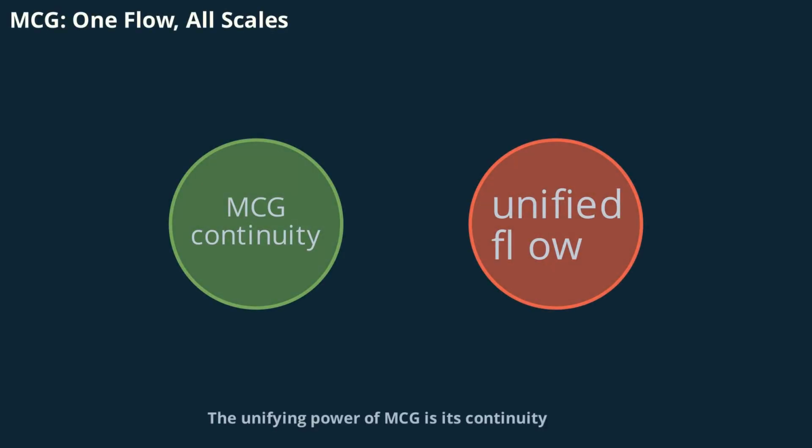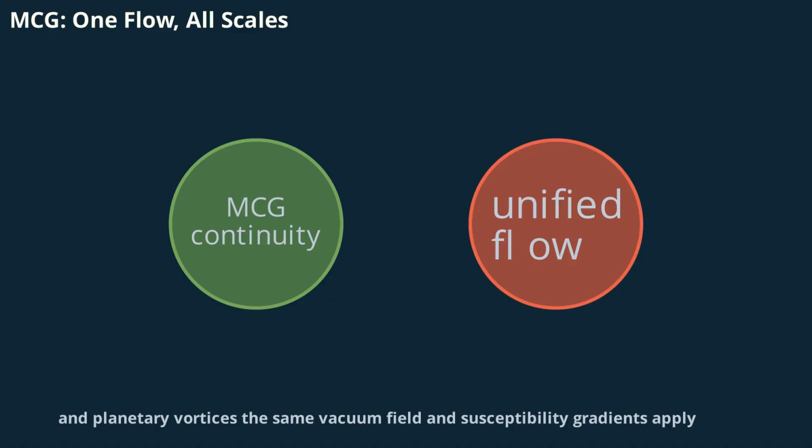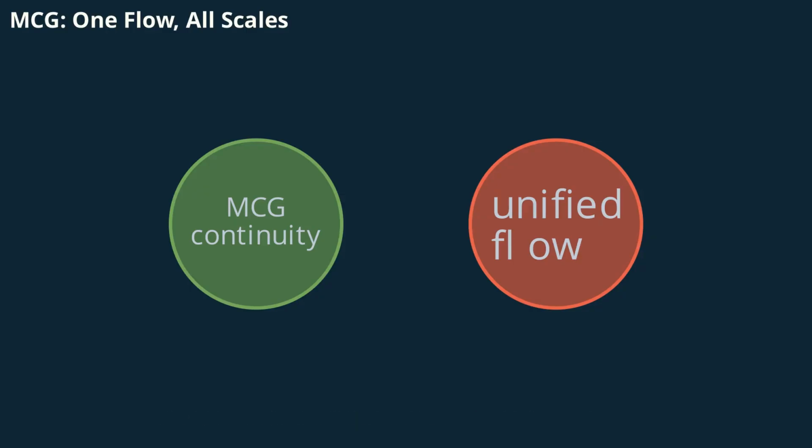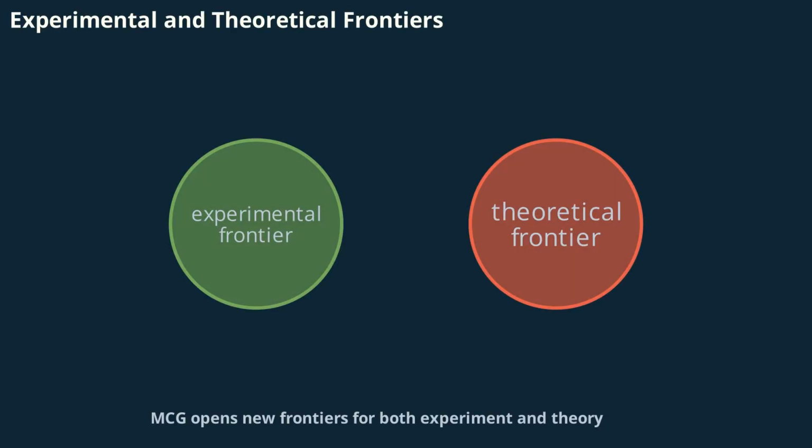The unifying power of MCG is its continuity. From microscopic Casimir plates and molecules to droplets, storms, and planetary vortices, the same vacuum field and susceptibility gradients apply. This single flow ties together gravity, time dilation, and even the possibility of advanced propulsion, all within one mathematical and conceptual framework. MCG opens new frontiers for both experiment and theory.